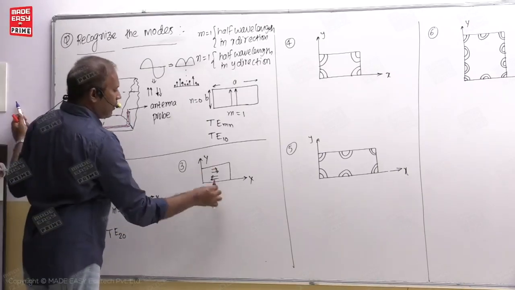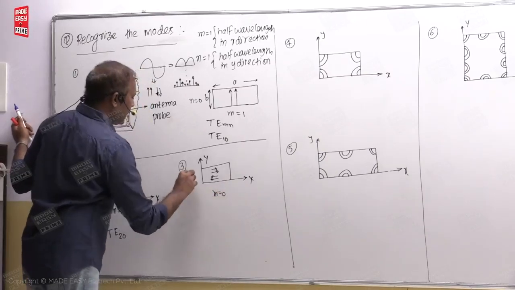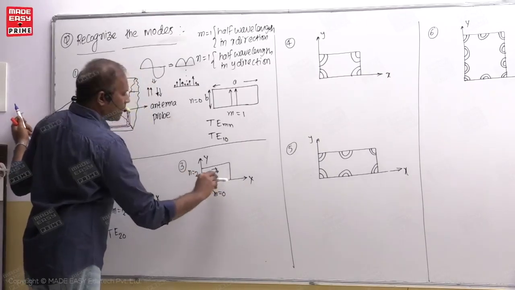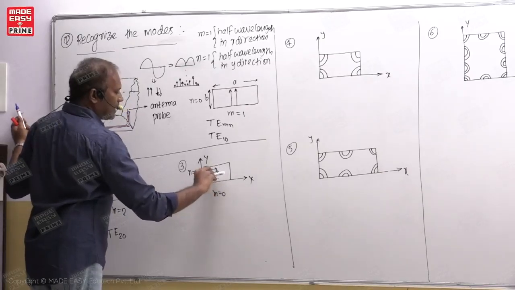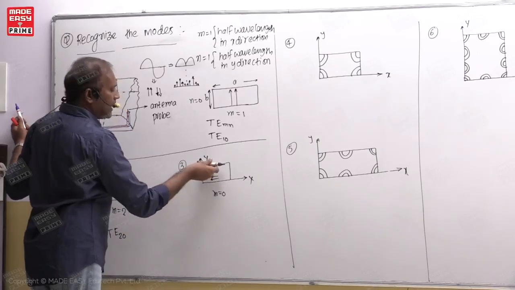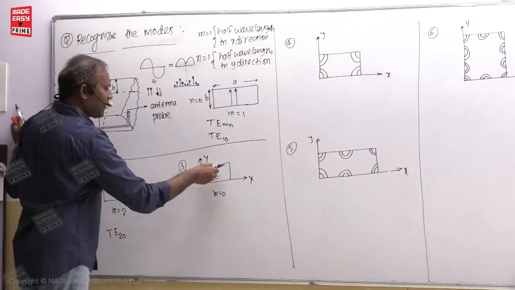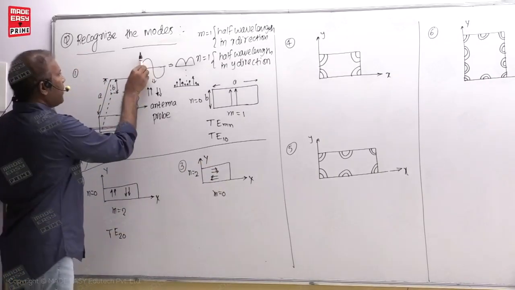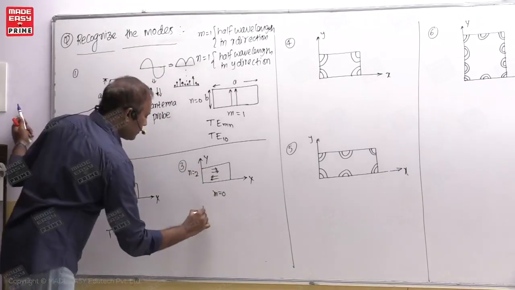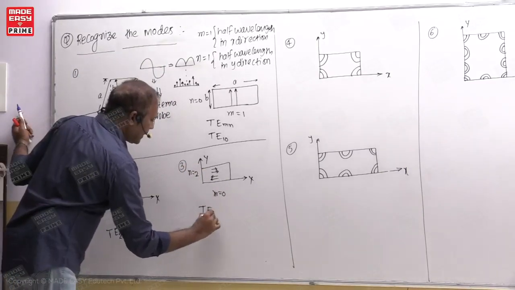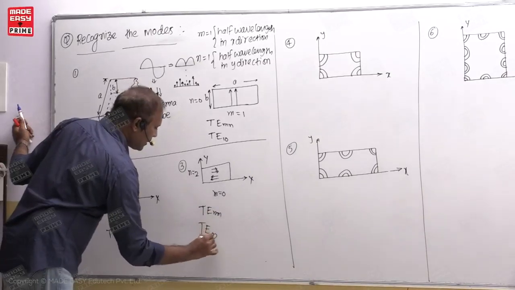Similarly here there are no lines like this, that means m is equal to 0. Here n is equal to 2, because there are two lines like this, that is one half wavelength. Again there is a sign reversal, otherwise direction reversal. For this it is up, for this the direction is reversed. So n is equal to 2. The mode is TEmn mode, so TE with m is 0 and n is 2.